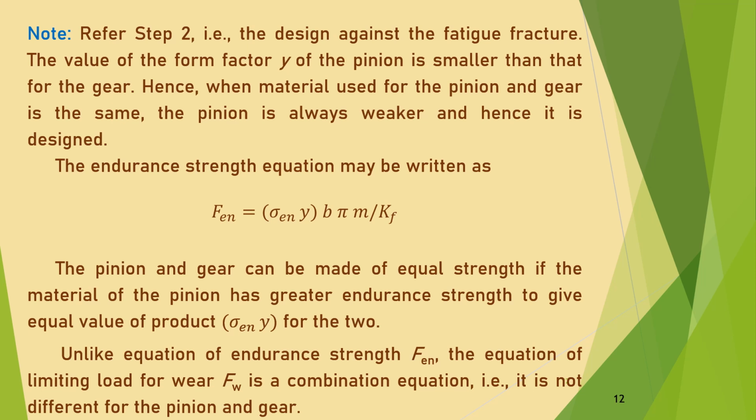The pinion and gear can be made of equal strength if the material of the pinion has greater endurance strength to give equal value of the product sigma En for the pinion and the gear. Unlike the equation of endurance strength Fen, the equation of the limiting load for wear Fw is a combination equation. That is, it is not different for the pinion and gear.